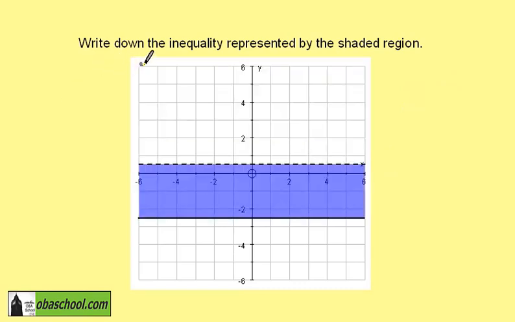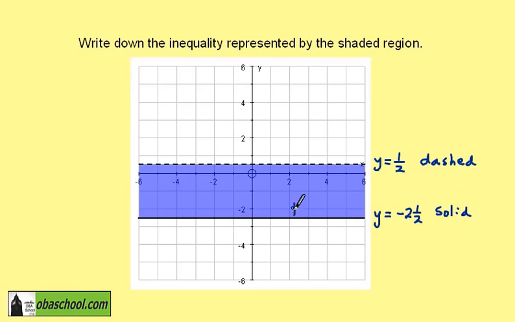We want to write down the inequality represented by the shaded region. We need to identify the lines. This dashed line is y is equal to 1/2. Note it is a dashed line. This line here is the line y equals minus 2.5, and this line is solid.